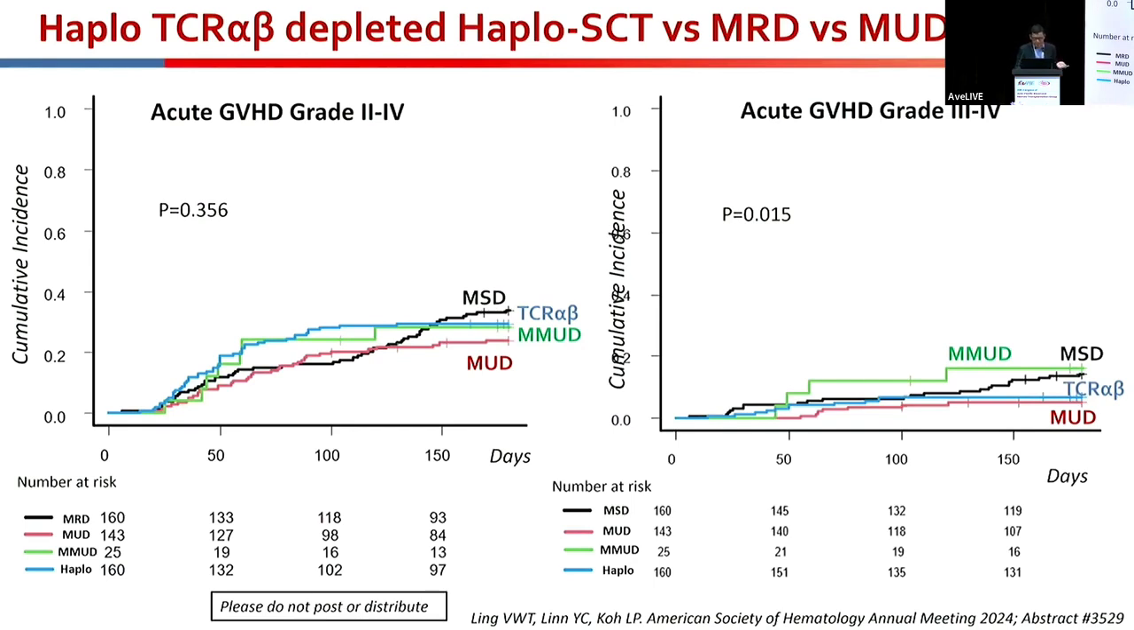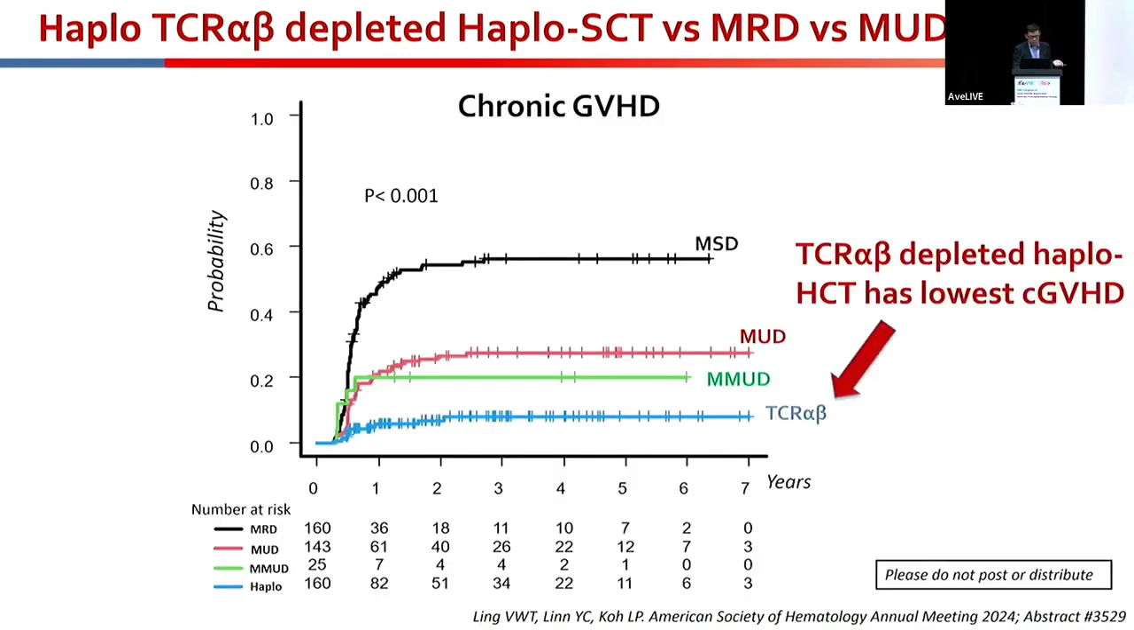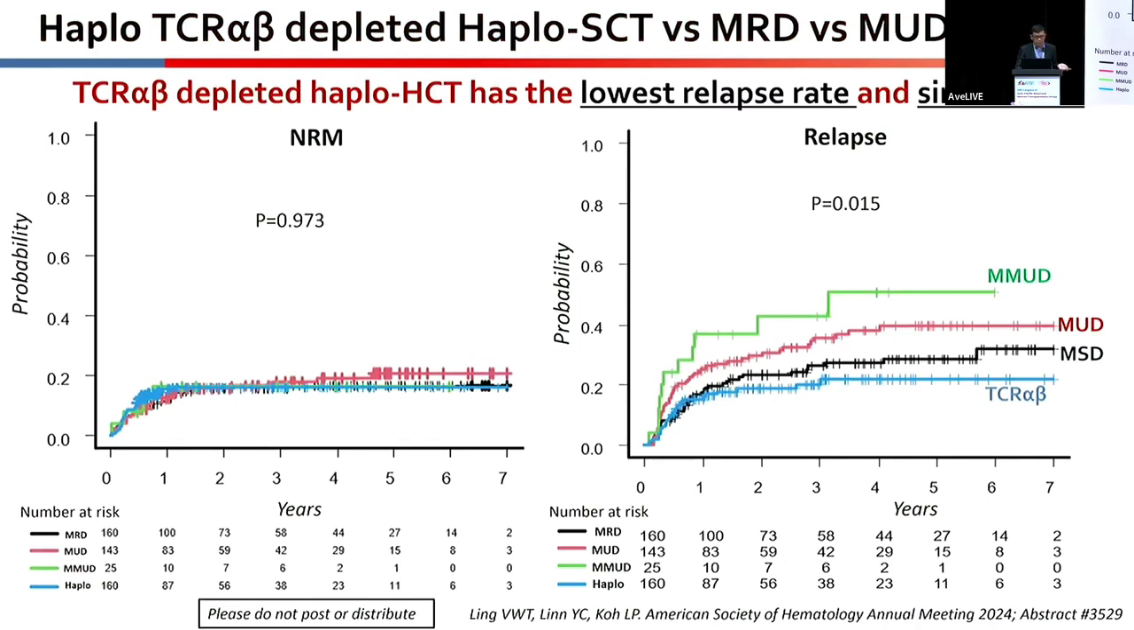And you can see the GVHD incidence is quite similar for acute GVHD and chronic GVHD, grade 2 to 4 and 3 to 4. But we saw a strikingly low chronic GVHD again in the alpha-beta depleted patients. And there's no difference in non-relapse mortality, but again, what we saw in pediatric patients is also shown here.